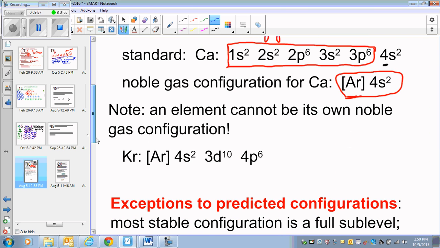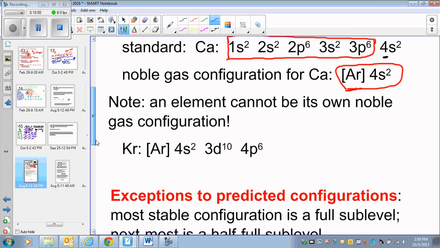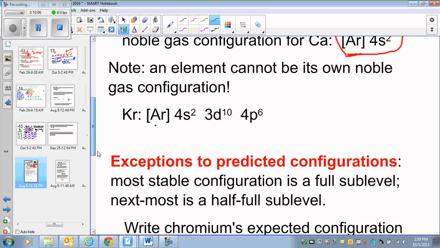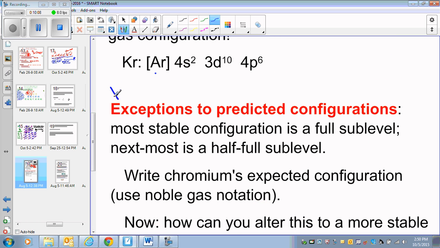So an element cannot be its own noble gas configuration. Like I cannot do the electronic configuration of argon with argon. We're doing it for other elements. There are exceptions to the predicted electronic configuration, and the exceptions are copper and chromium.